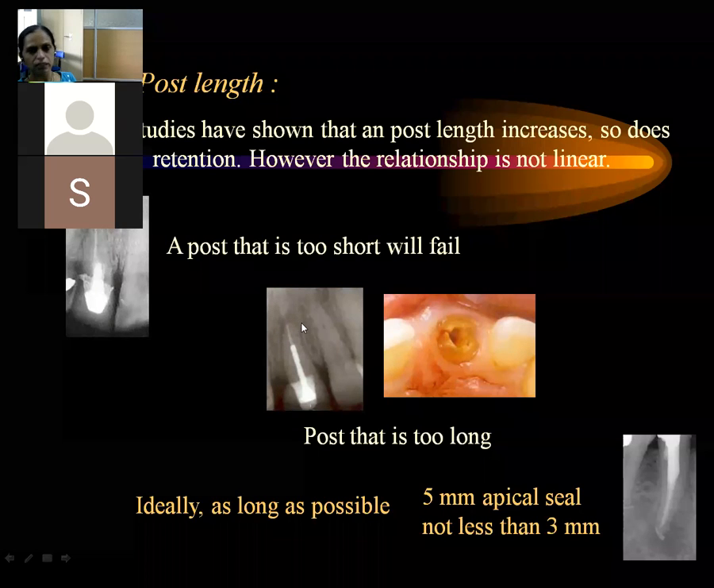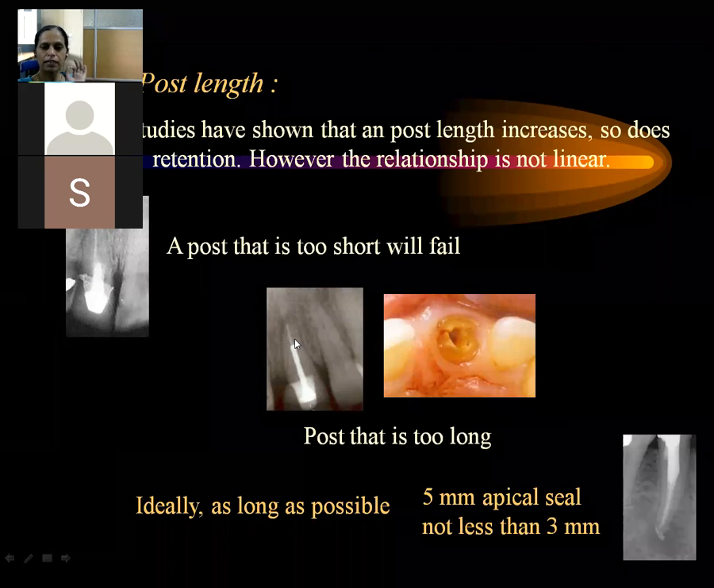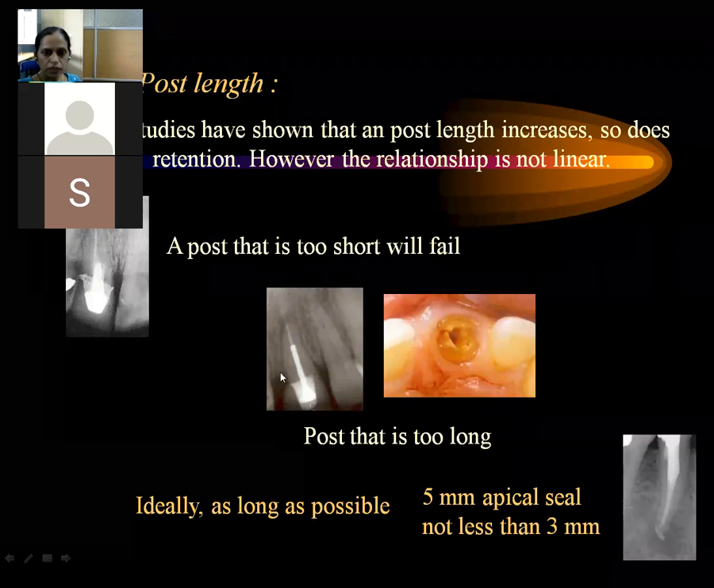This apical foramen seal with the GP should always be intact. Am I clear? So what should be the length of the post? Post length should be 2/3 of the root length.